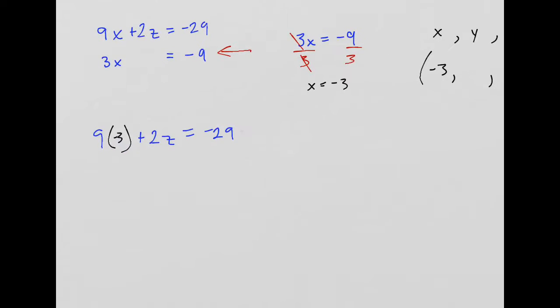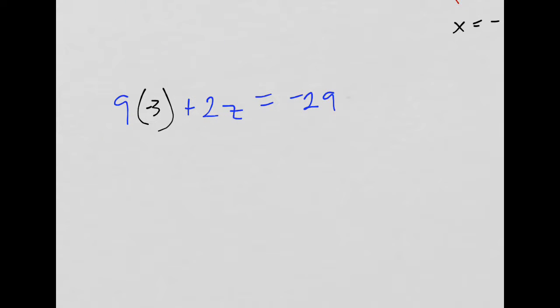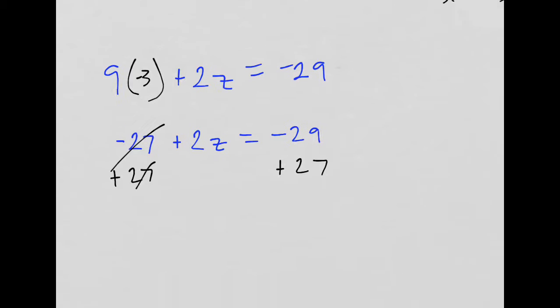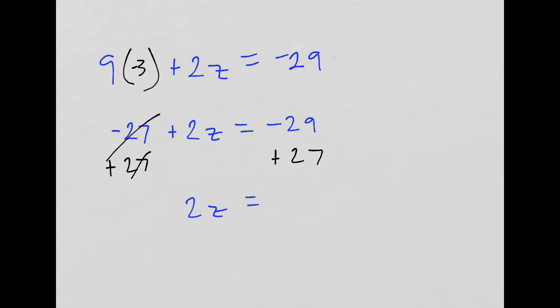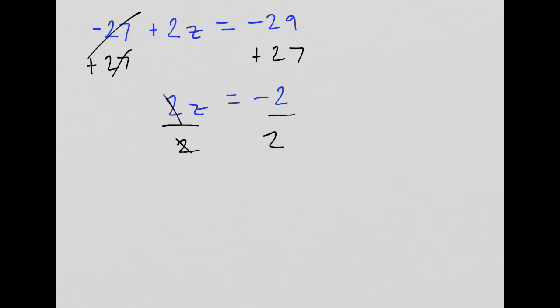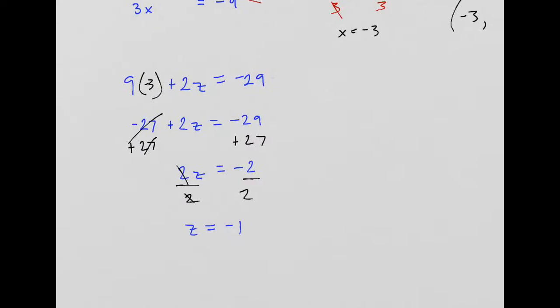Okay, so if I solve for z in this equation, then what would I get? I would get negative 27 plus 2z equals negative 29. I'll add 27 to both sides. I'm just solving an equation, just like normal. And then I get negative 2. And then I can divide by 2. Oh, that's pretty nice. And then I get z equals, it's just negative 1. Okay, maybe I should write that in black.